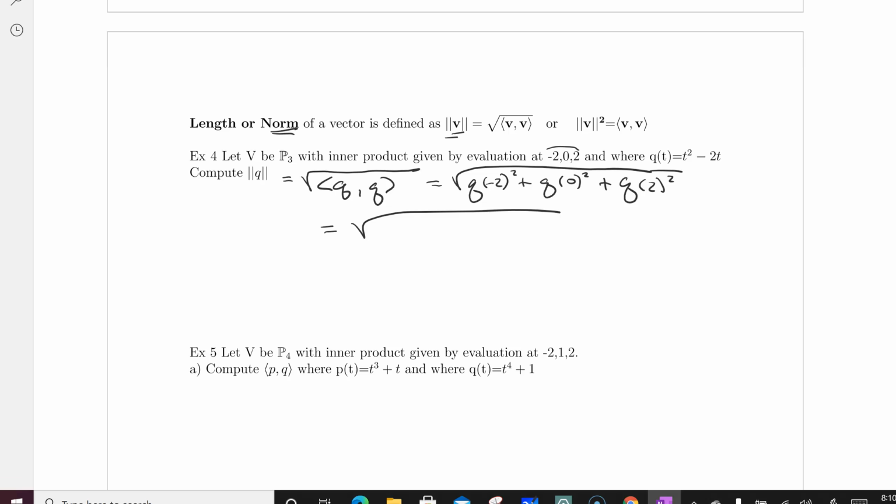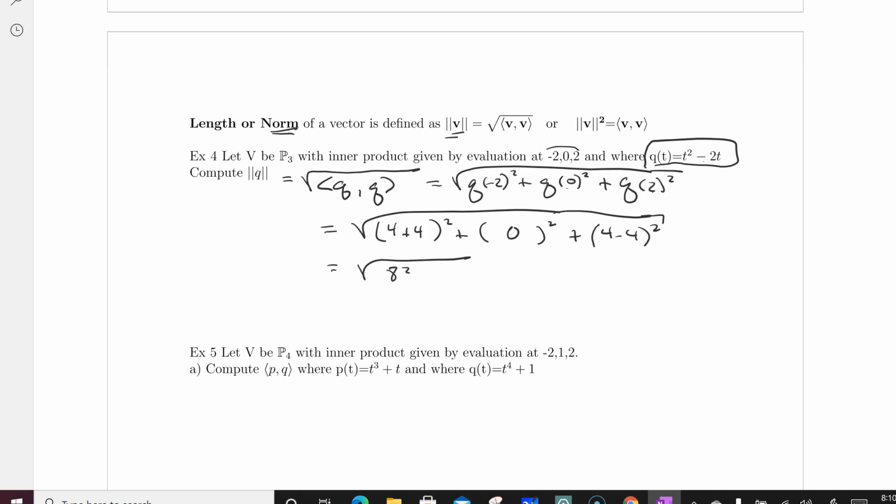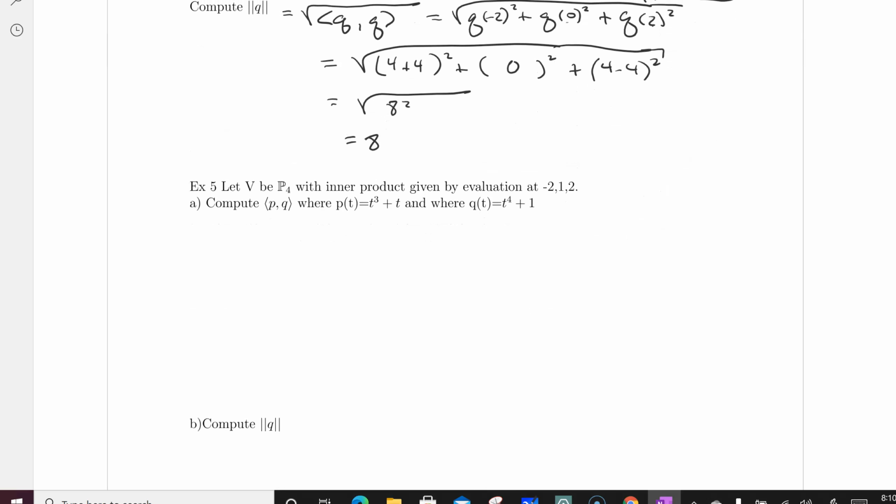So I get the square root. Let's figure out what this is. This is my Q right here, and I'm evaluating it at -2. So I get 4 plus 4, and I'm going to be squaring that, plus I put in 0, so that's 0 squared. Then I put in 2, so I get 4 minus 4 squared. So that gives me the square root of 8 squared, so 8. So that's the norm. I've given a lot of examples of the same thing, haven't I?